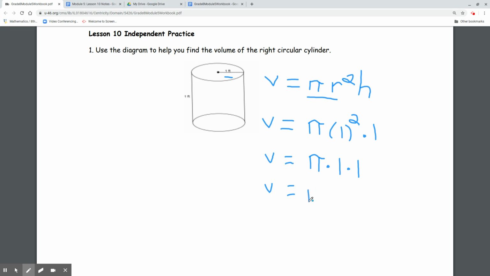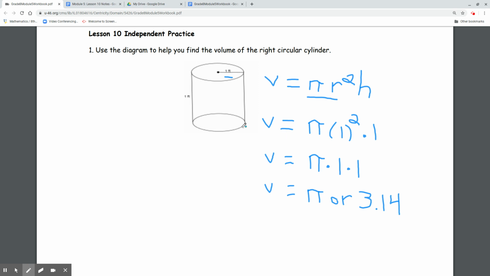So for my answer, I would have pi, or if you guys aren't using a calculator with a pi function, you can write your answer as 3.14 would be fine. You don't have to write out any more spaces than that. So 3.14.